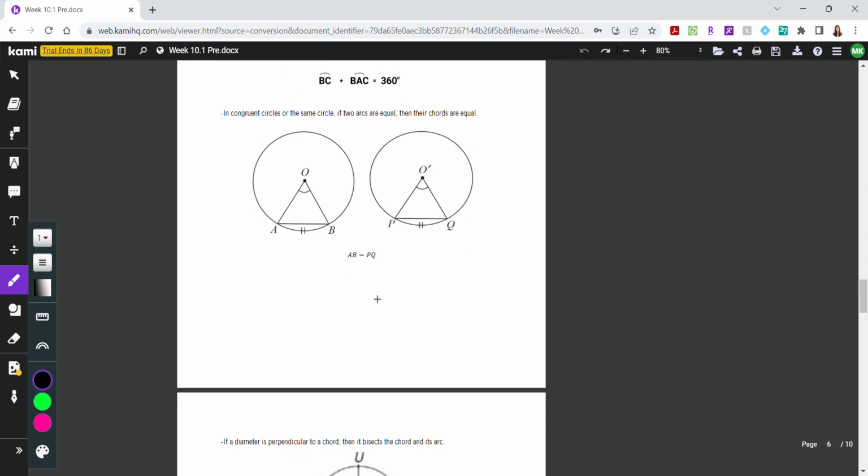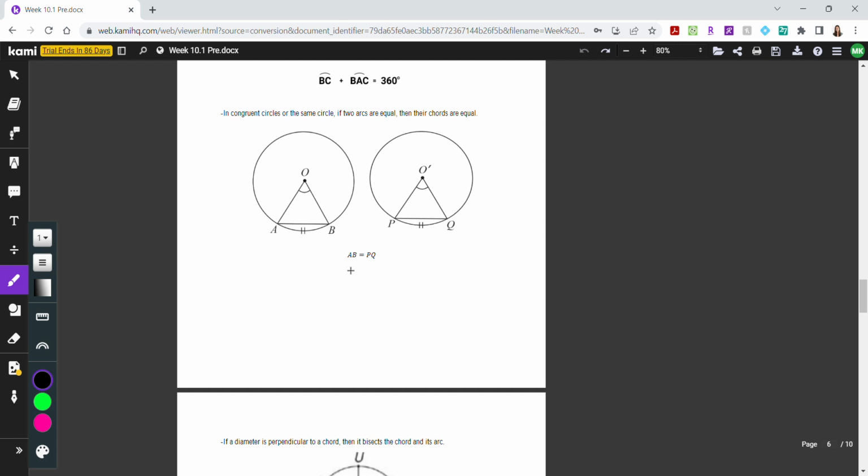Now here, in congruent circles or the same circle, if two arcs are equal, then their chords, in this case here and here, are equal, because of the measure of the angle. So just remember, arc is the same, arc is the same, that means chord is the same. So this is the chord.